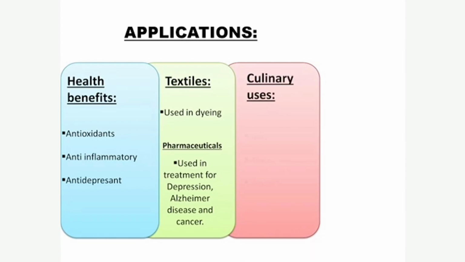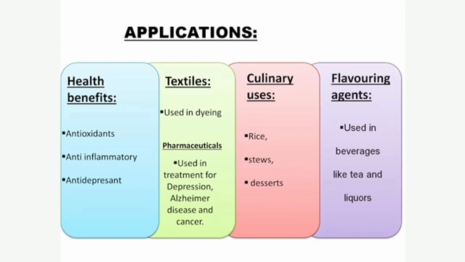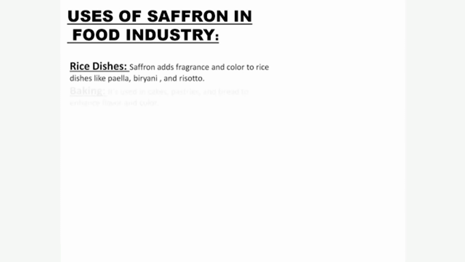And it has culinary uses in preparing rice, stews, and desserts. We use saffron as a flavoring agent in beverages, like in preparing tea and liquors. And also there are various uses of saffron in the food industry. Generally, saffron has been used in the food industry for culinary purposes as an aromatic flavoring and coloring agent.